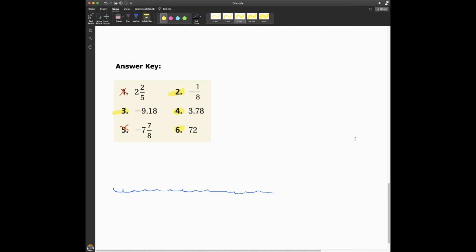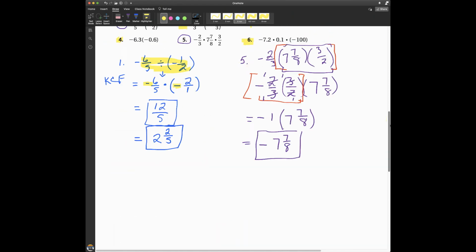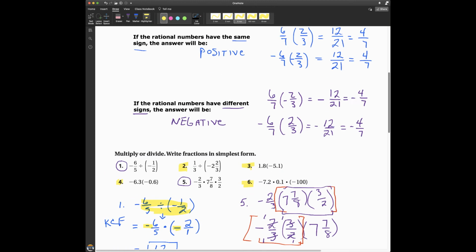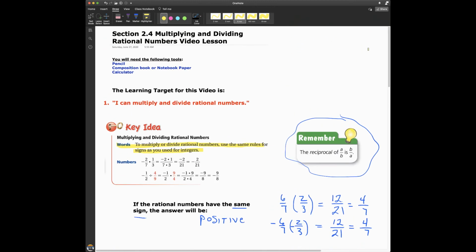All right. Well, that's it for today. Today's goal was to basically practice multiplying and dividing rational numbers. Decimals, just use your calculator. So you guys should be good with that. And hopefully you guys feel pretty good about being able to multiply and divide rational numbers.